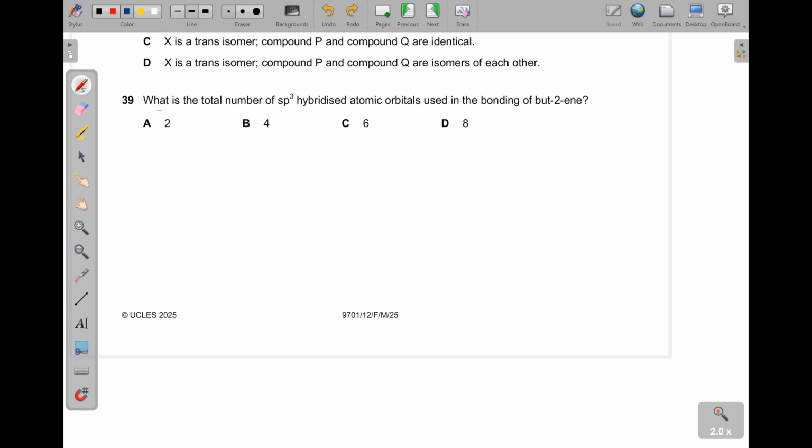Question 39. What is the total number of sp3 hybridized atomic orbitals used in the bonding of but-2-ene? So but-2-ene, we are having 1, 2, 3, and then 4. So the double bond is in here. Then we have a hydrogen here, and then here we shall not have a hydrogen there because carbon must have 4 bonds. Now, remember in hybridization here, an electron is excited from the s orbital to go to the p orbital.